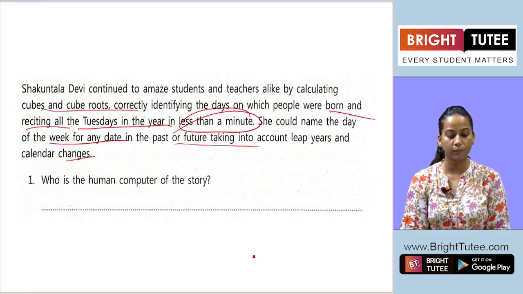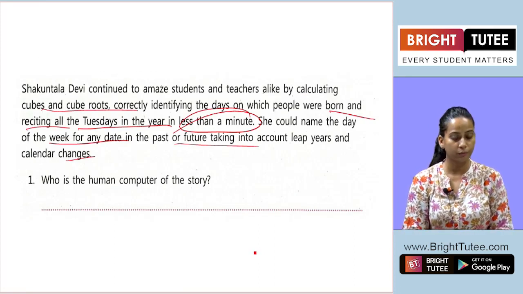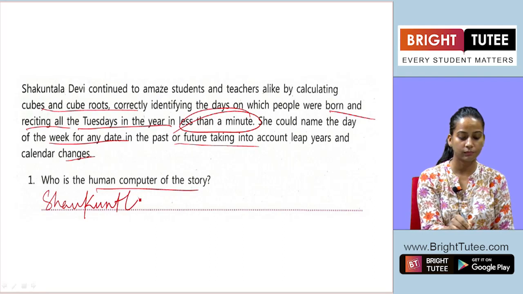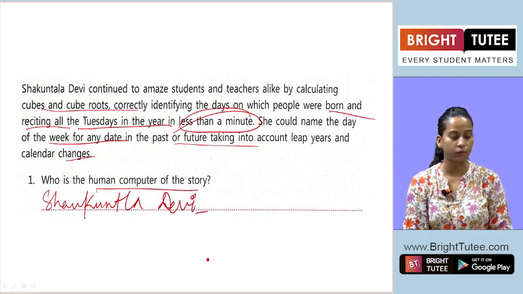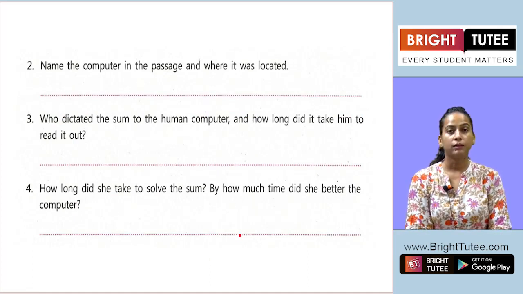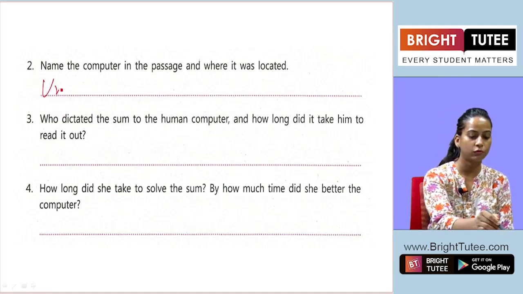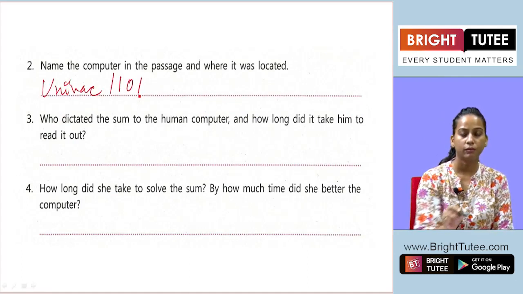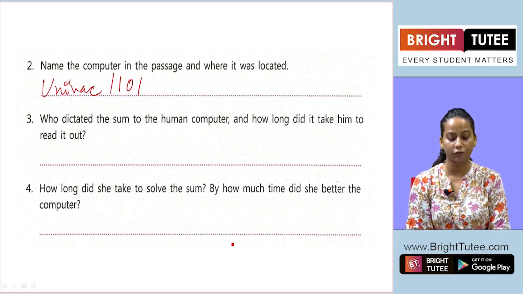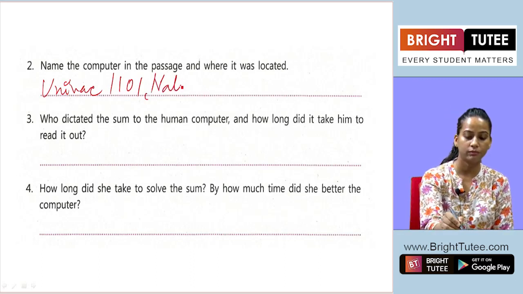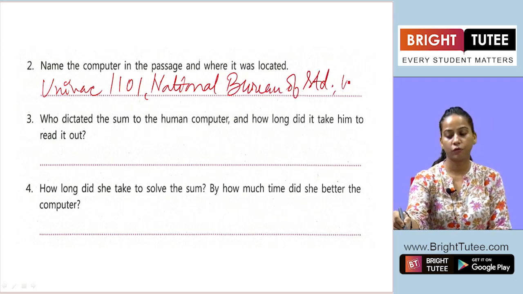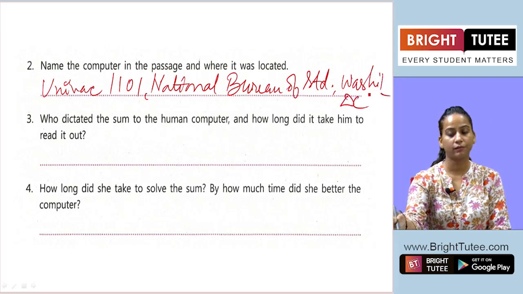First one, who is the human computer of the story? So we know very well that we have already found Shakuntala Devi is the human computer. Second, name the computer in the passage and where it was located. The name of the computer was given in the beginning of the passage, the first para, that was UNIVAC 1101, and where it was located, the name of that place is also given here, that is National Bureau of Standards in Washington DC. It is given there. Clear?